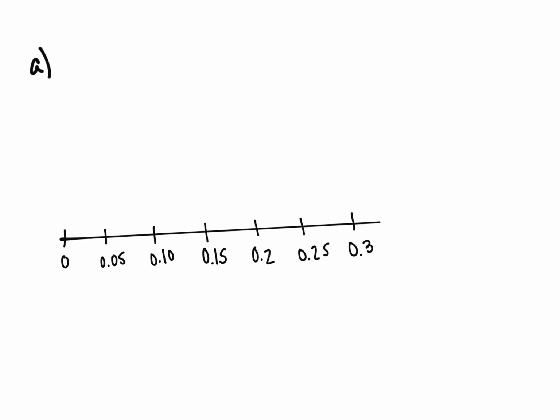Our smallest value in the table is 0, and the largest value is 0.3. Now what we need to do is create a dot for each point or each decimal in the table.